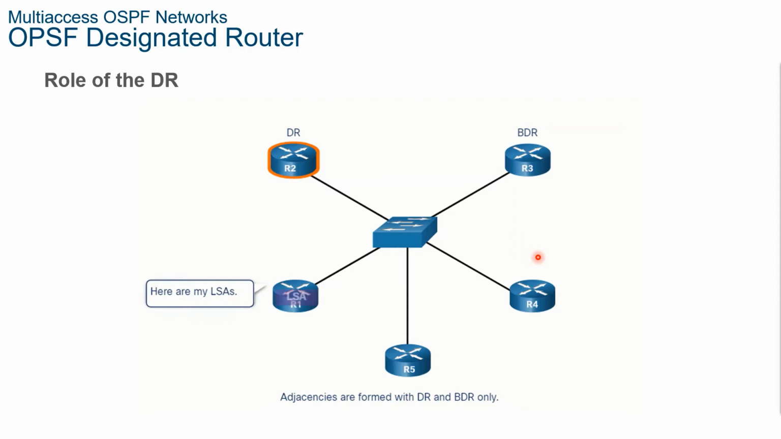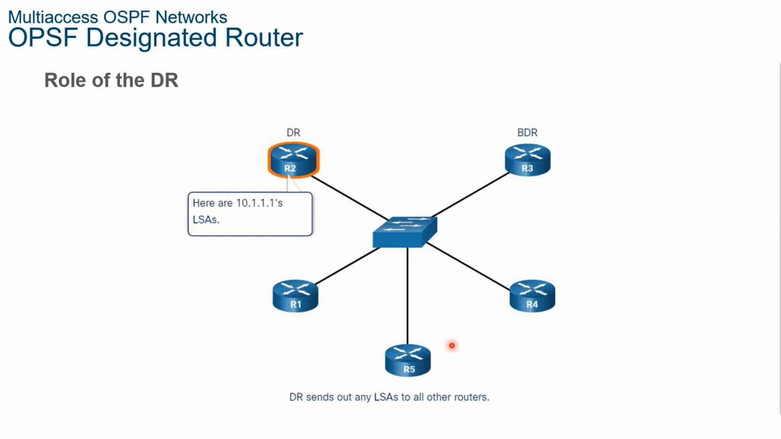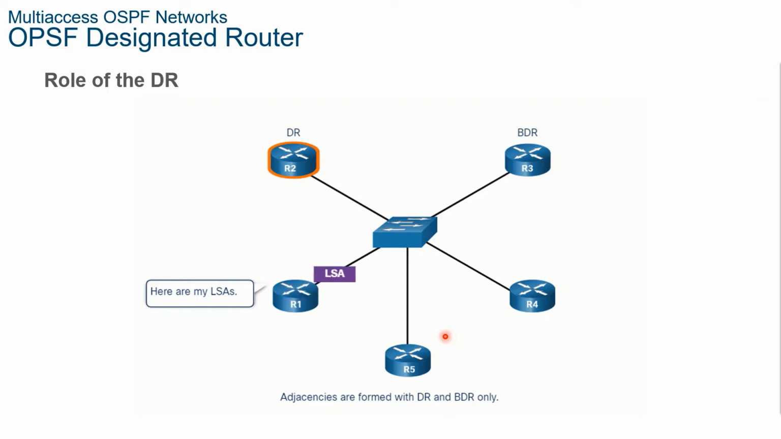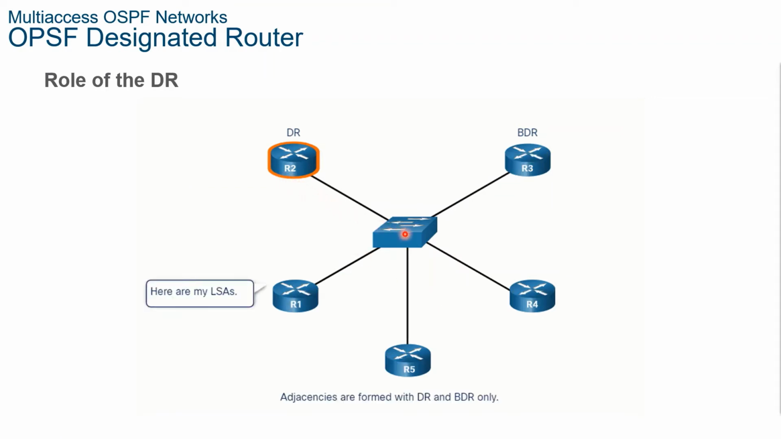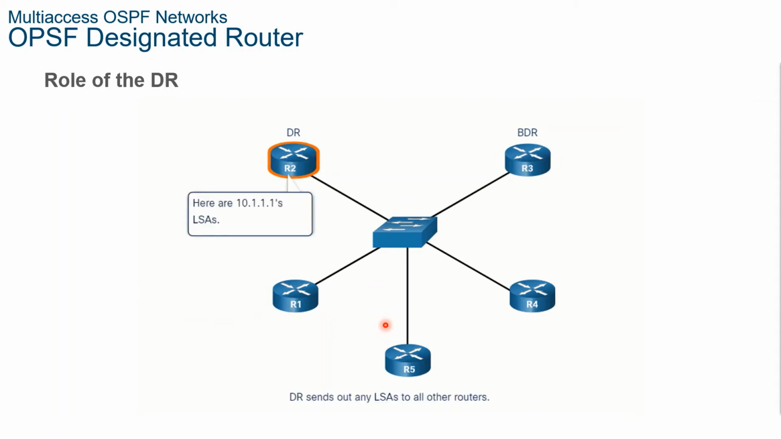So what is the role of the DR, or designated router? In the figure here, R1, R5, and R4 are DROTHERs. The BDR and DR process the LSA sent by R1 using multicast IPv4 address 224.0.0.6. The DR then sends out the LSA to all the OSPF routers using the multicast IPv4 address 224.0.0.5. So the DR is responsible for sending all the LSAs to all the routers here. In that sense, it eliminates the possibility of a flooded network.